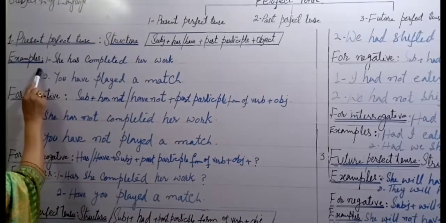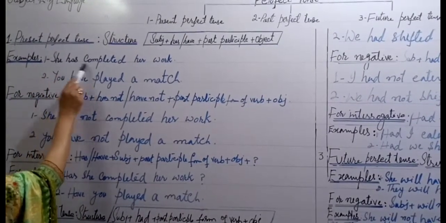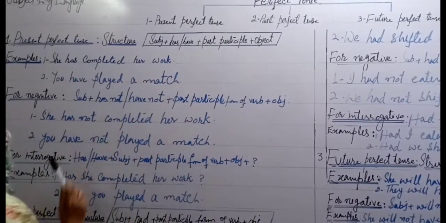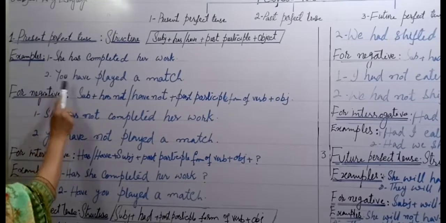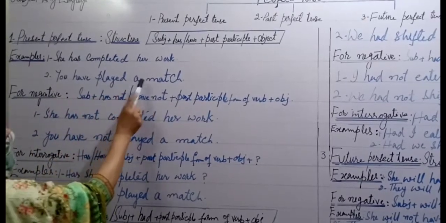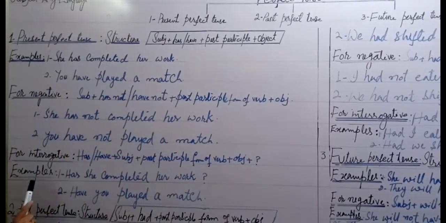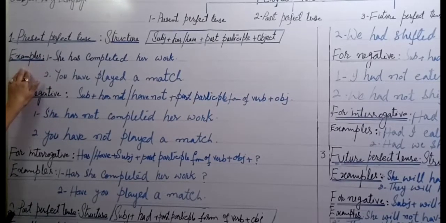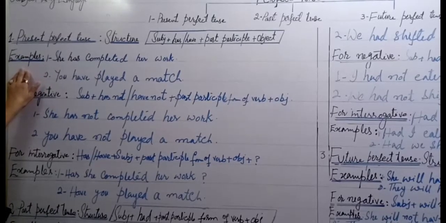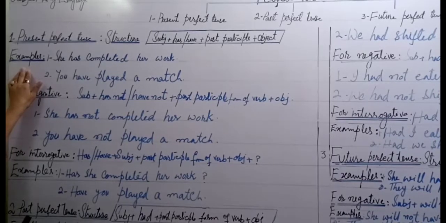First example, she has completed her work. Number two, you have played a match. These two examples show that the action, the work is completed in just immediate past.